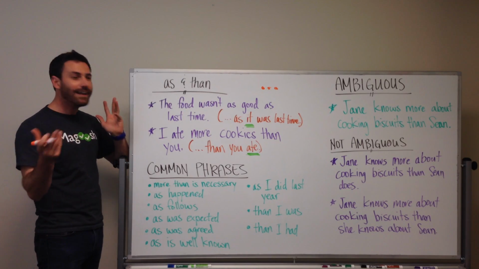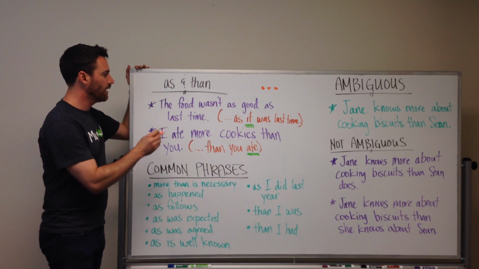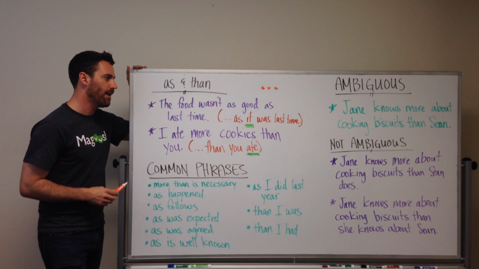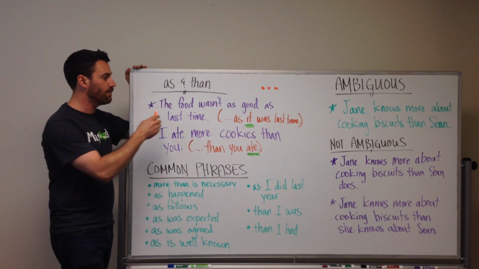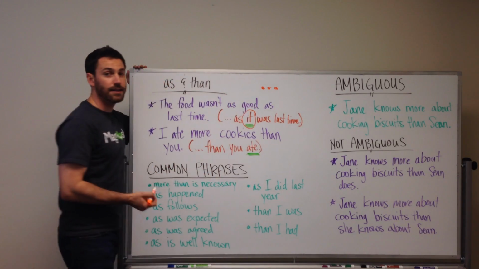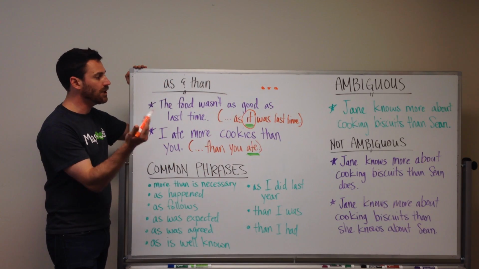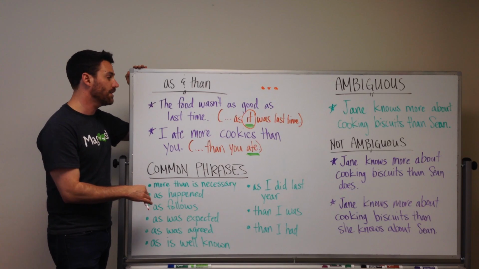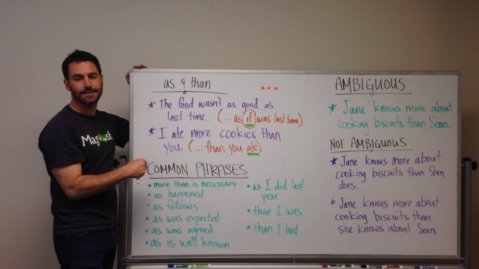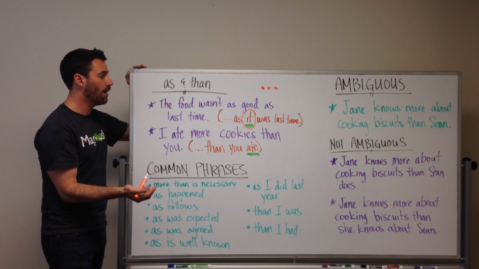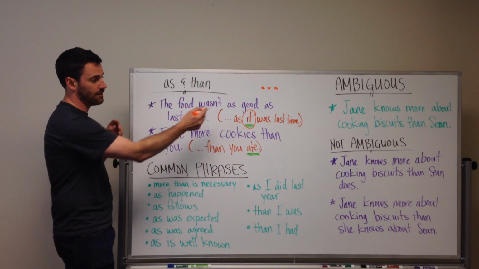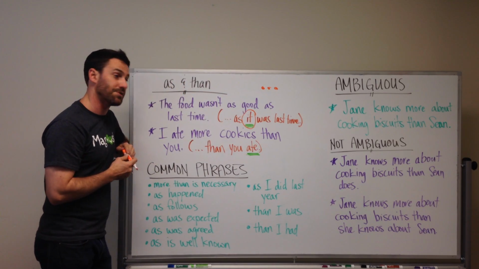So, for example, here we have "the food wasn't as good as last time." And really, we could say "the food wasn't as good as it was last time." But in this case, we can drop "it was" from the end of the sentence, and we know that we're talking about the food last time here. There's no ambiguity. And so it's okay to remove it here. And in this case, it is a subject, and so we're dropping a subject.